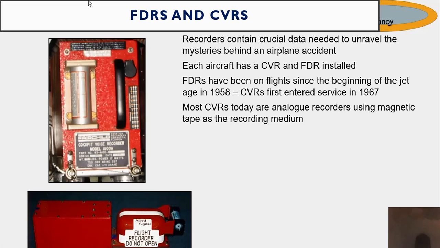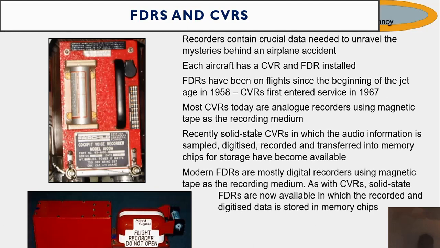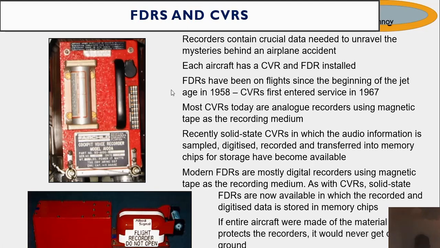Most CVRs today are analog recorders using magnetic tape as the recording medium. Recently, solid-state CVRs, in which the audio information is sampled, digitized, recorded, and transferred into memory chips for storage, have become available. Solid-state, very efficient. Modern FDRs are mostly digital recorders using magnetic tape as the recording medium. As with CVRs, solid-state FDRs are now available, in which the recorded and digitized data is stored in memory chips.